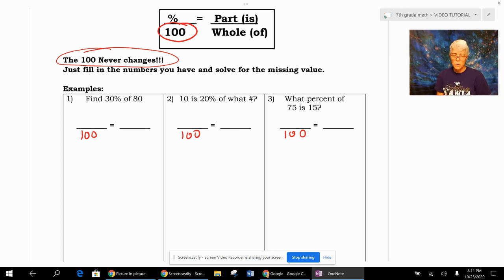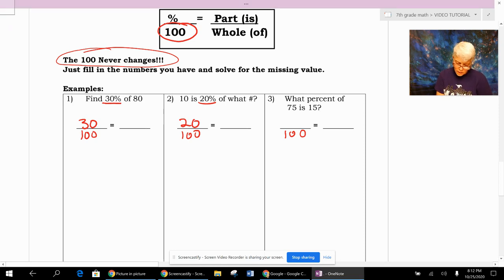So now I'm going to look at these three problems and ask, did they give me the percent on any of them? The first one says 30%, so I'm going to put it over 100. The second one says 20%, so I'm going to put it over 100. The third one says, what is the percent? So we don't even know what the percent is on this one, so I'm going to put an X over the 100, because the percent will always go over the 100. And if you don't know what the percent is, then that's where the X will go.